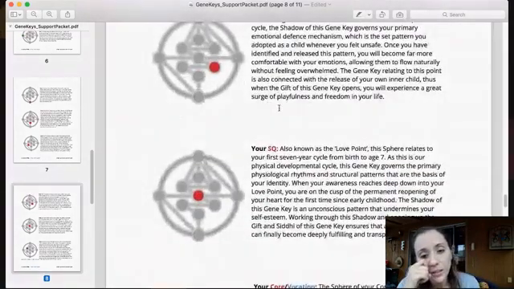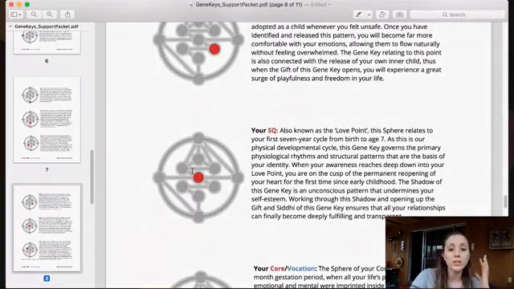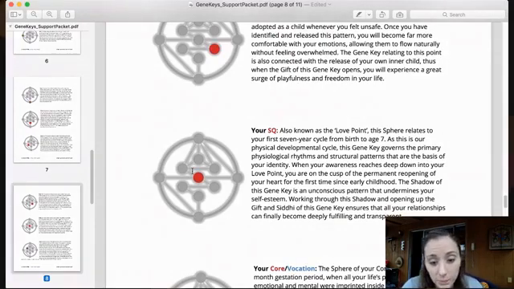Your SQ is also known as your love point, and it's the first 7-year cycle from birth to age 7. And this is about our physical development. It's about how our soul is learning how to be in a body. The shadow of this is an unconscious pattern that undermines your self-esteem. So this has a lot to do with self-esteem.